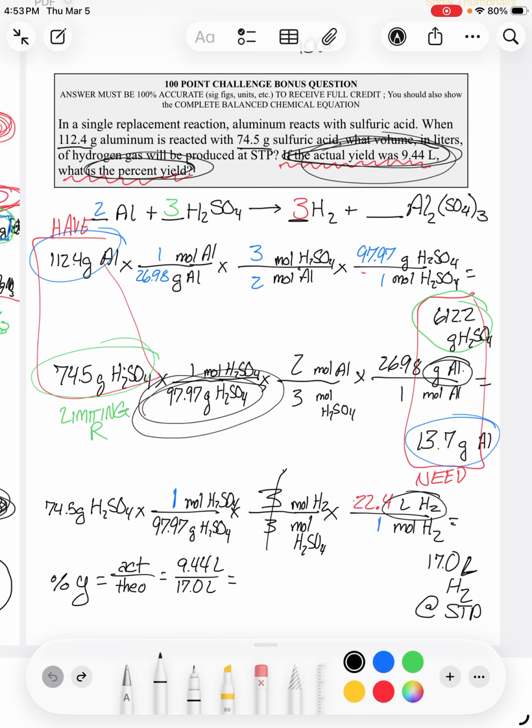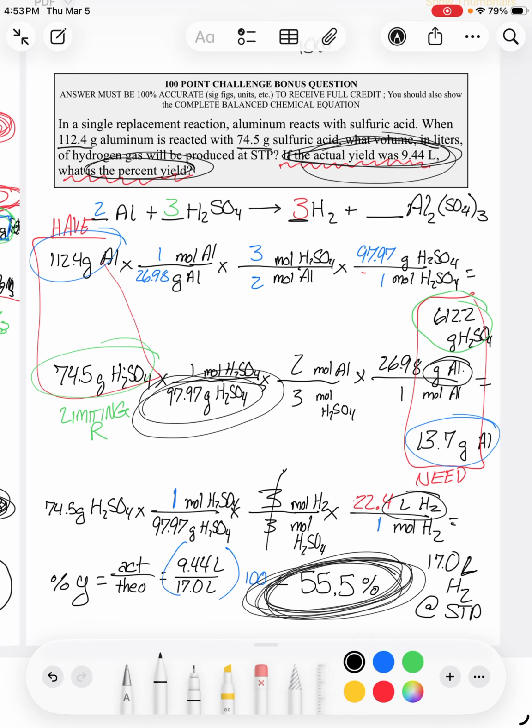What do we do? Well, actually, before we do that, multiply by 100. 9.44. We're in the finish line. Ready? 9.44 divided by 17 equals 0.55. Let me go ahead and multiply that by 100. That equals 55.5%. That is our percent yield. That is how much we produced. There's our answer.